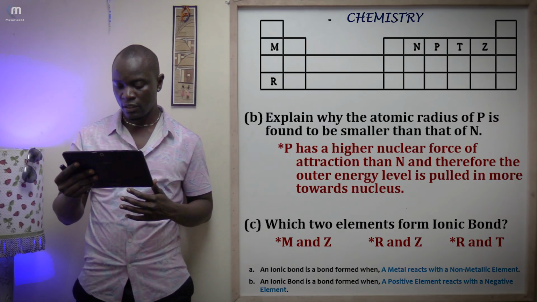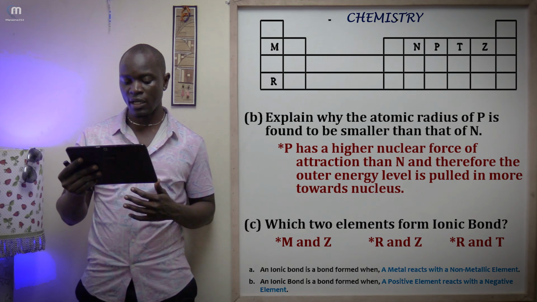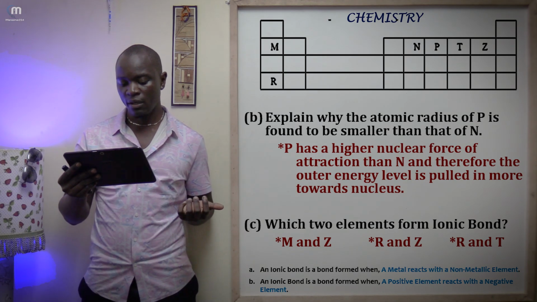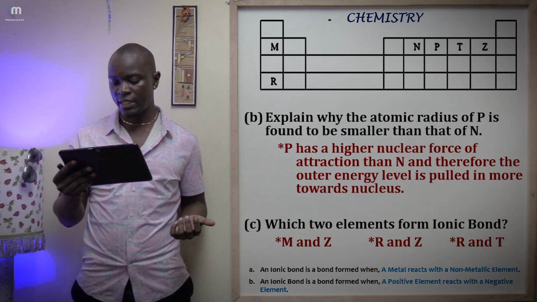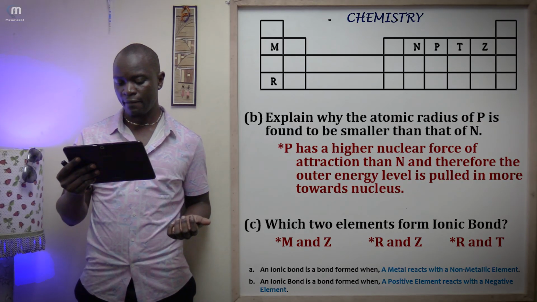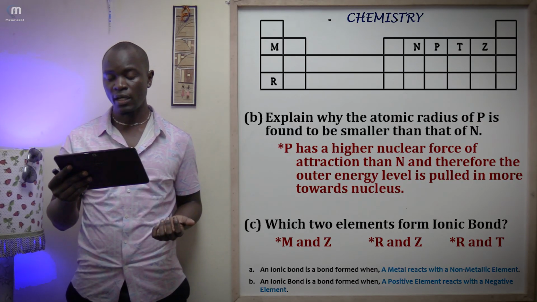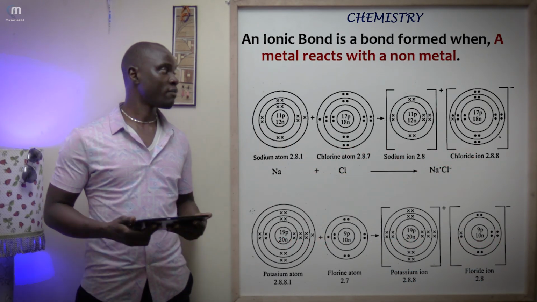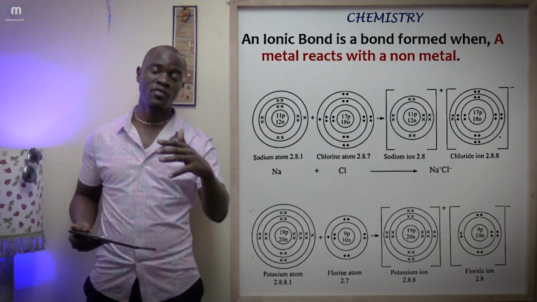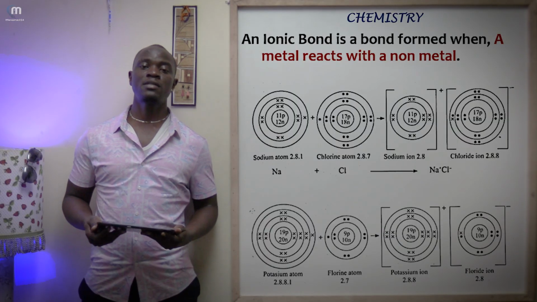Yeah, also R and T can give us the same. We can also have letter M and letter T, letter M and letter P also. Yes, it can also give us an ionic bond. But what is an ionic bond? Just to remind ourselves, since we went through it in the previous class, what is an ionic bond?